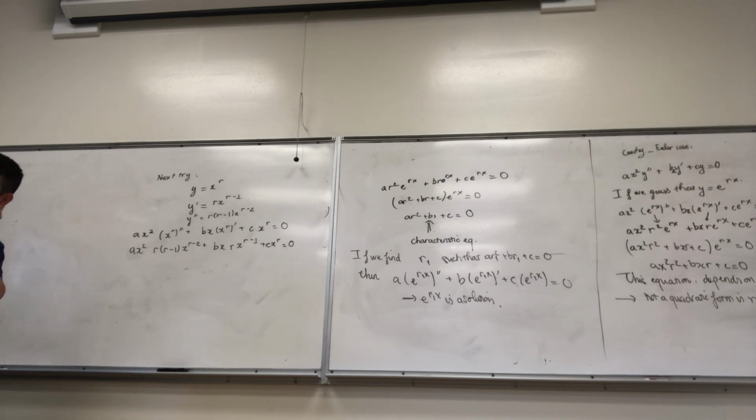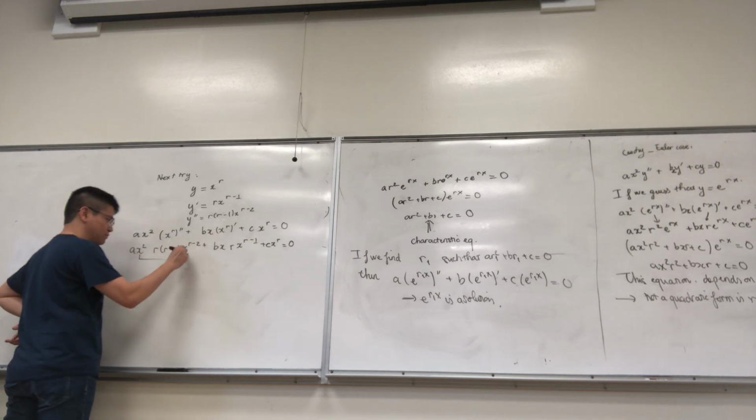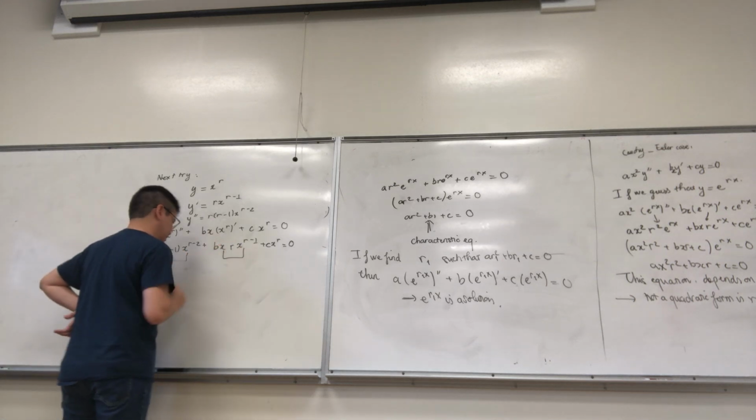So you have x squared and then you have x to the r minus 2, and that's x to the r times x to the negative 2, and it cancels out. It also cancels out for the next term, x and then x to the negative 1. So you see that this x squared goes with this guy and this x goes with this guy, right?